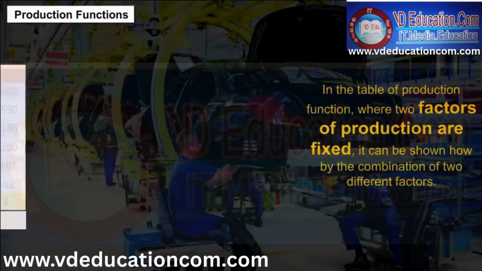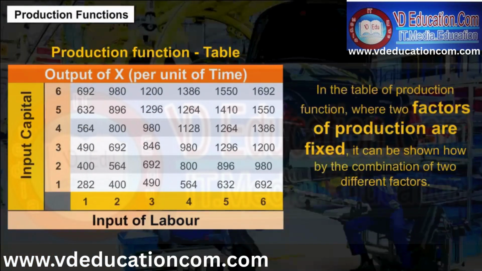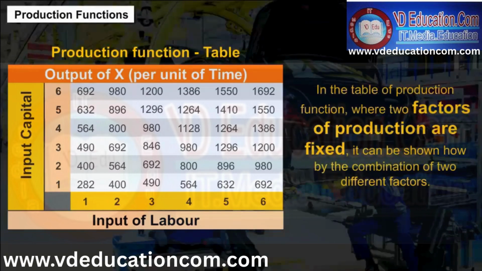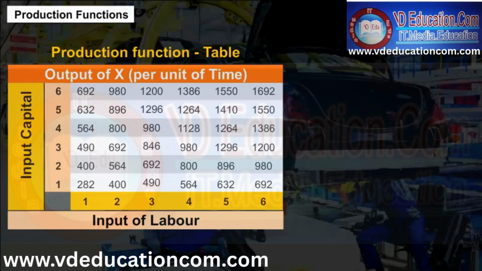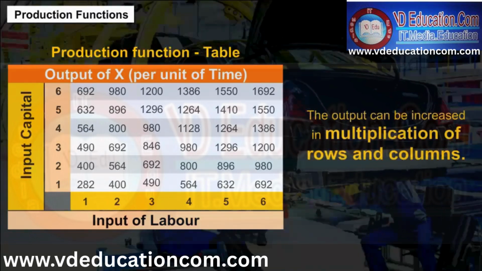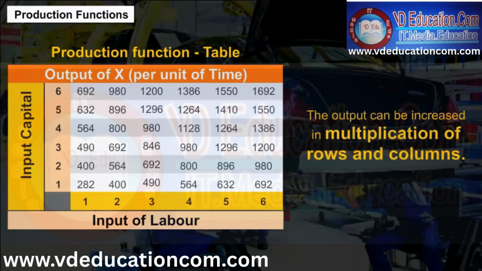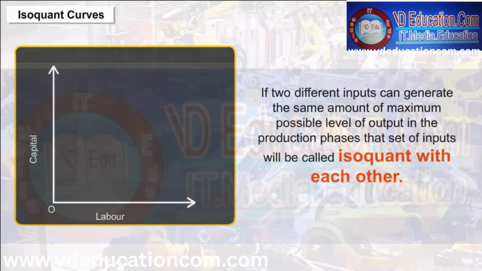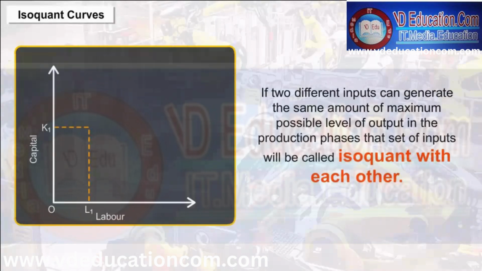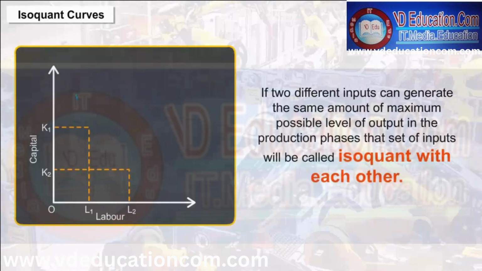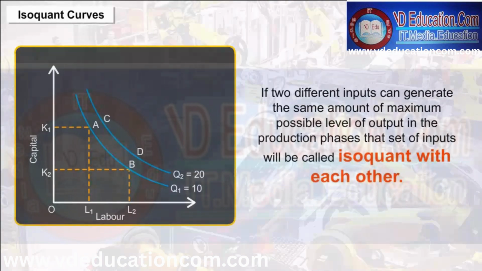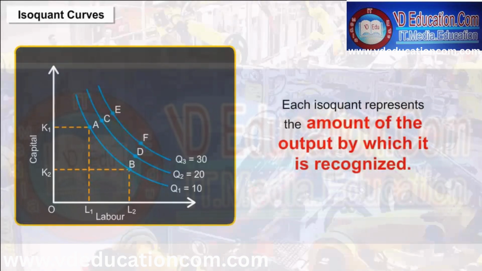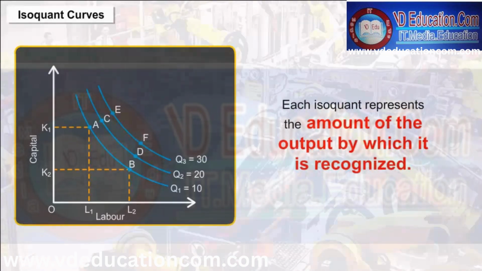In the table of production function, where two factors of production are fixed, it can be shown how by the combination of two different factors, the output can be increased in multiplication of rows and columns. Isoquant curves. If two different inputs can generate the same amount of maximum possible level of output in the production phases, that set of inputs will be called isoquant with each other. Each isoquant represents the amount of the output by which it is recognized.